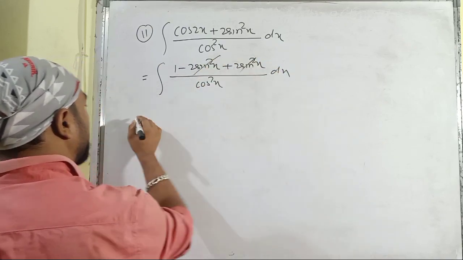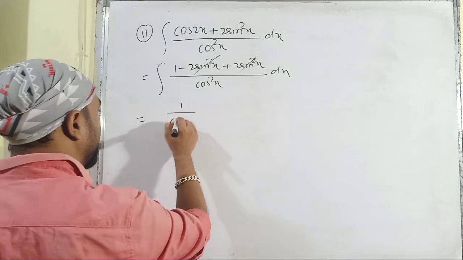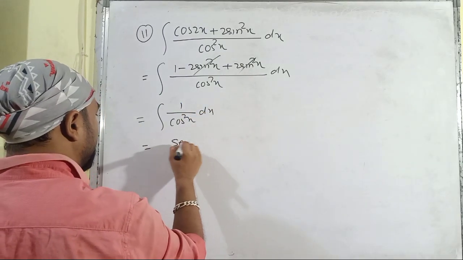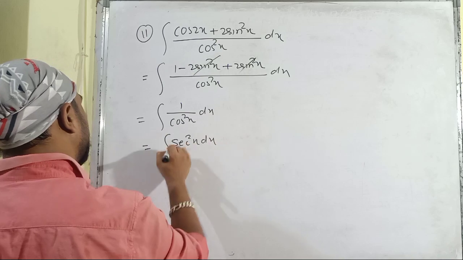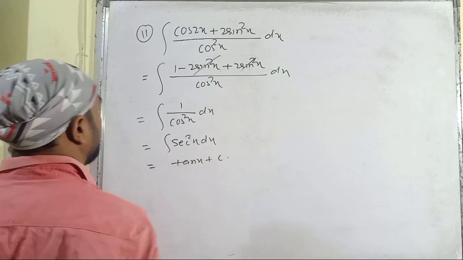Then cancelling both of the 2 sin square x and minus 2 sin square x, the remaining part is 1 upon cos square x dx. 1 upon cos square x is sec square x, and the integral of sec square x with respect to x is tan x plus c.